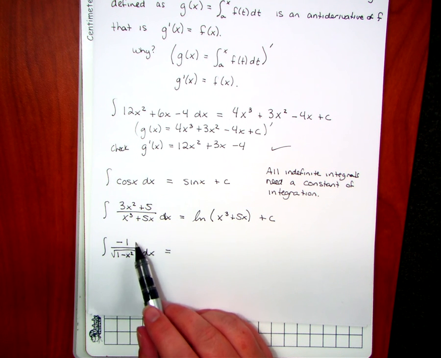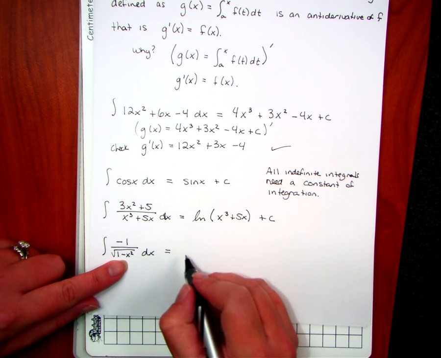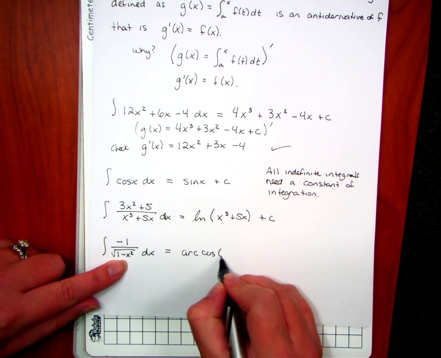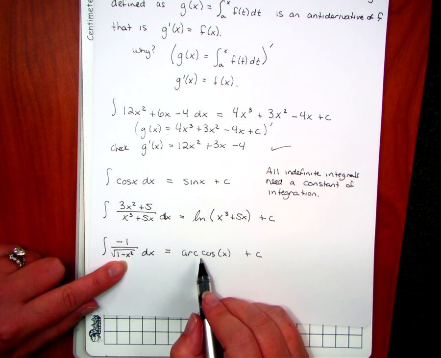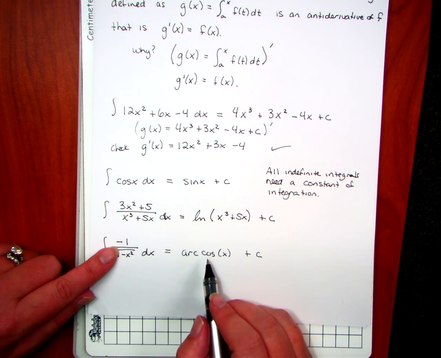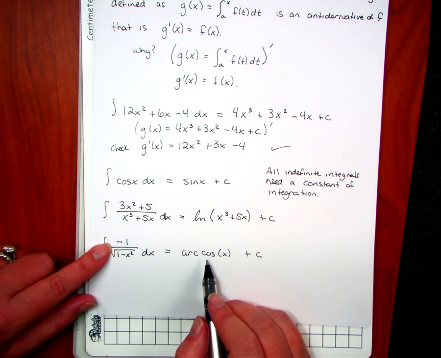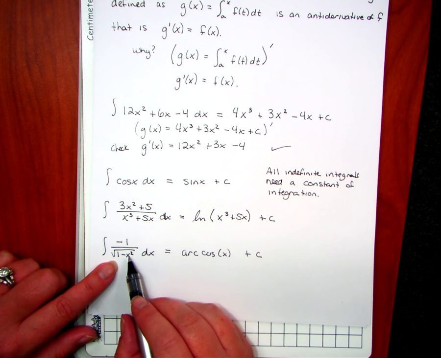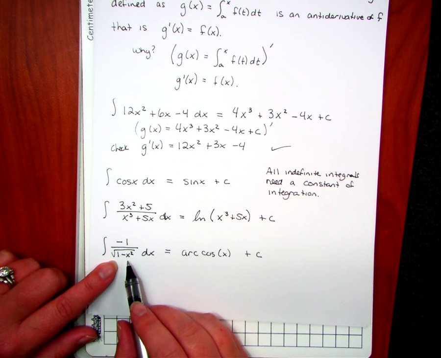The function that we differentiated to get this was arc cosine. So the antiderivative, arc cosine plus c, would be the correct answer, because the derivative of arc cosine was the negative 1 over the square root. The derivative of arc sine was the positive 1 over the square root. This one didn't have a chain rule built into it, just to make it easier to spot.